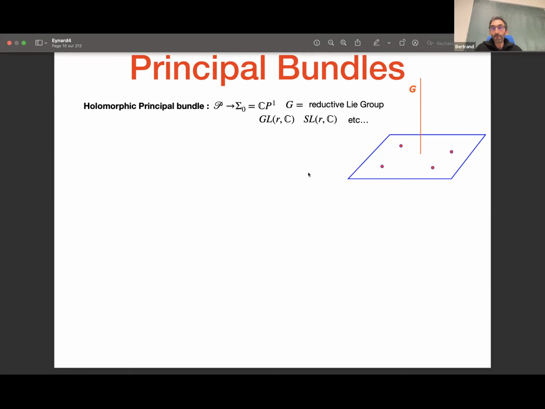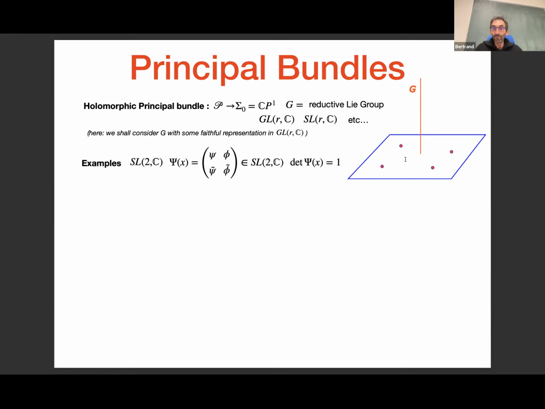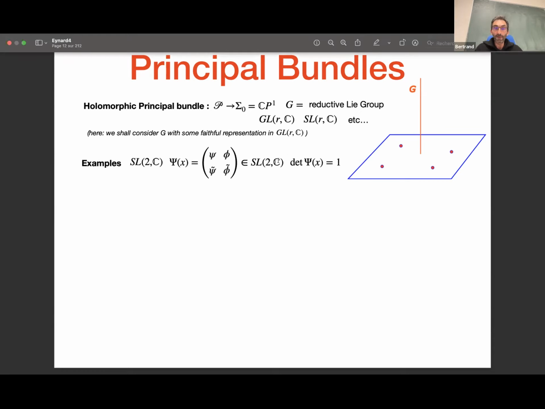The typical examples of such groups are GLR or SLR. And here, for simplicity, I will consider that the group is represented as matrices in a faithful representation. It makes things simpler. The typical example is SL2, where for each X in CP1, you have a matrix psi of X, which is 2 by 2, and whose determinant is 1.